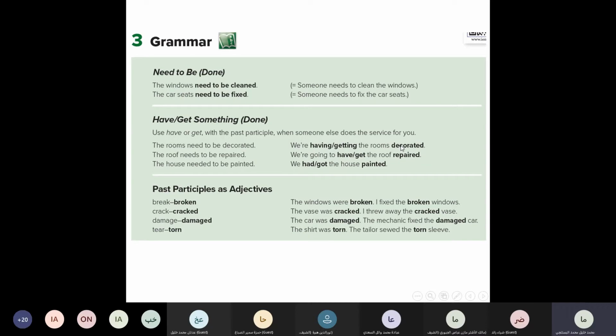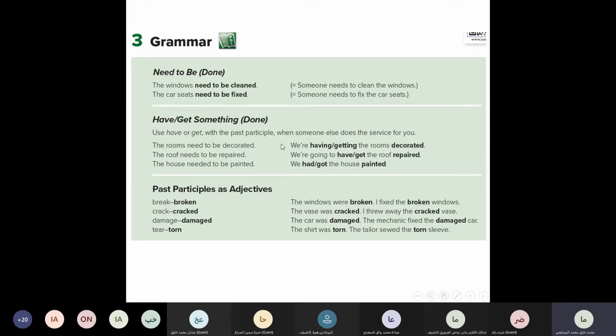In other words, we have workers and they are working now in decorating our rooms. We are having or getting what? The rooms decorated. It means that someone is doing the decoration for us. This is what we mean by have or get something done. We are not doing the action by ourselves. Others do it for us. The rooms need to be decorated. We are not going to work with our hands, but others will do it for us.